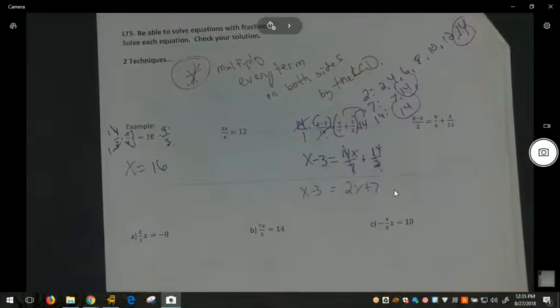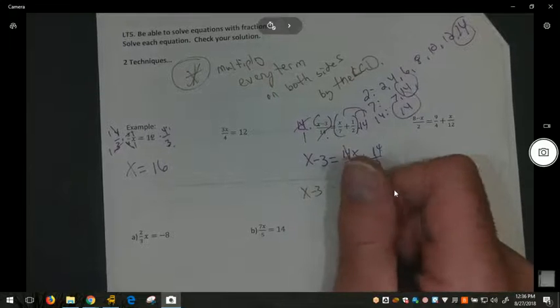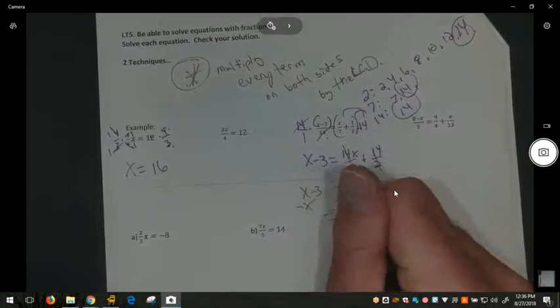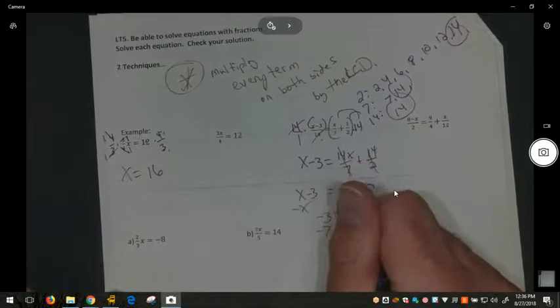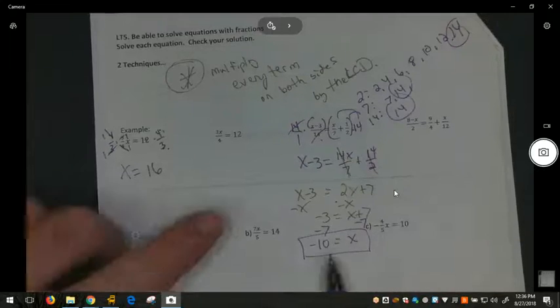Now we have a linear equation like the ones that you solved in middle school and in your summer packet, where all I have to do is follow the steps. There's nothing left to distribute. I'm going to get my variable to one side by subtracting x from this side. So I have -3 equals x plus 7. I don't have any multiplication or division to undo, but I do have addition to undo. So I'm going to subtract 7 from both sides. X equals -10. And I can plug that back in.